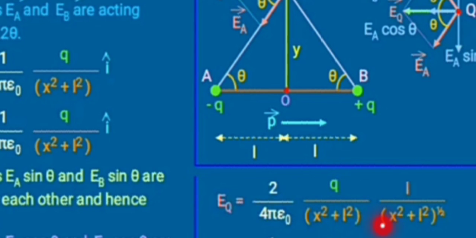Q into twice L is the dipole moment P. Hence we can write this is equal to 1 upon 4 pi epsilon 0 P upon x square plus L square raised to 3 by 2.